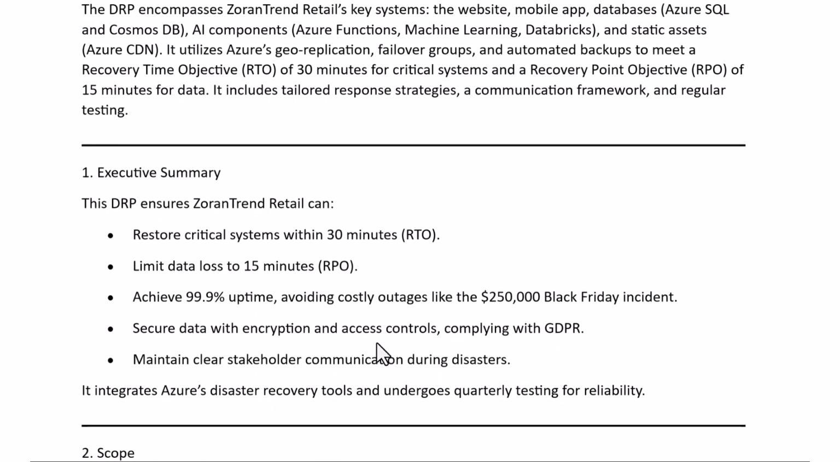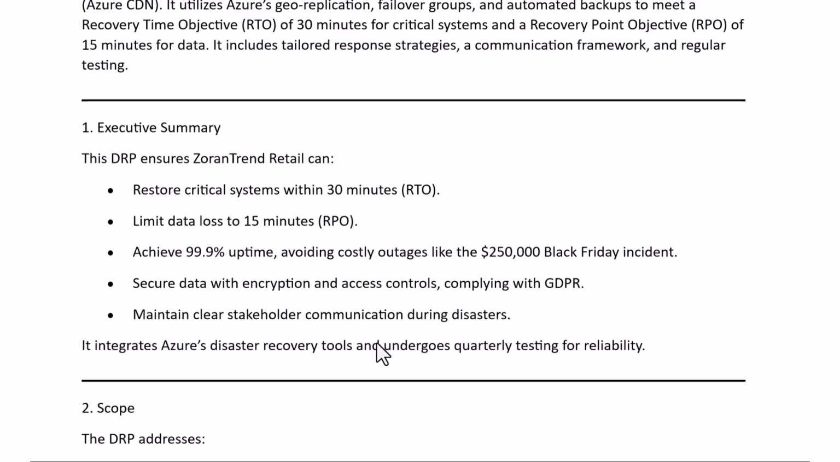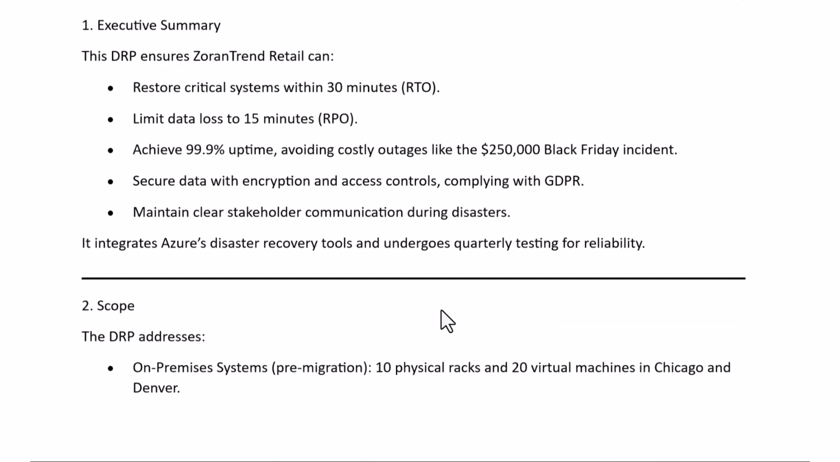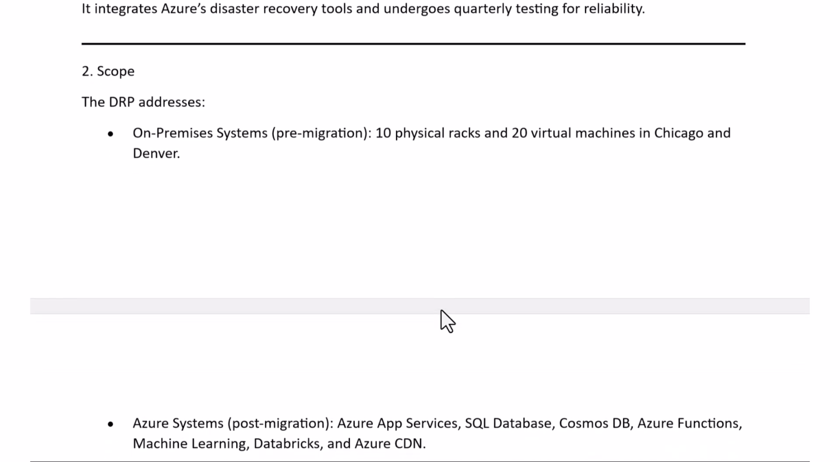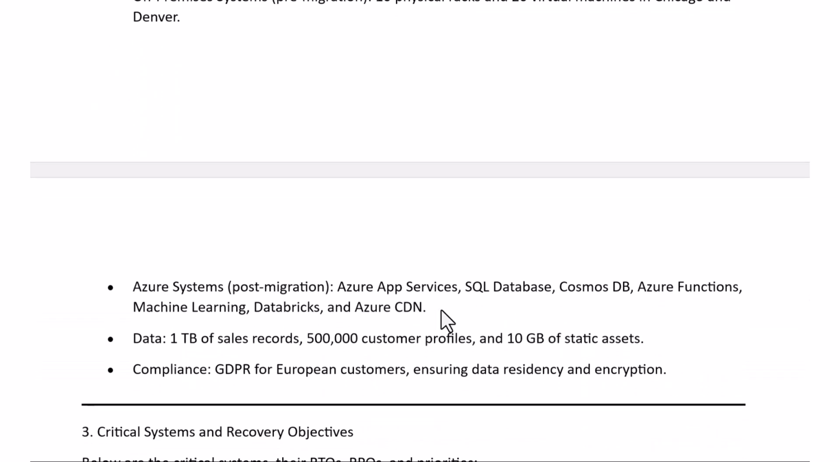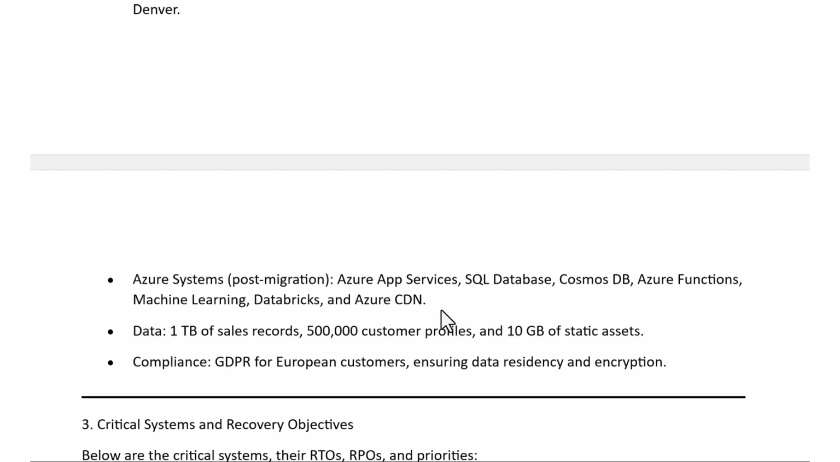A disaster recovery plan (DRP) is a strategic guide, akin to an emergency playbook, designed to restore critical systems and data swiftly after disruptions, such as data center failures, cyber attacks, or accidental deletions. For Zoran Trend Retail, the DRP prevents crises like the Black Friday outage that cost $250,000 and affected 50,000 customers.